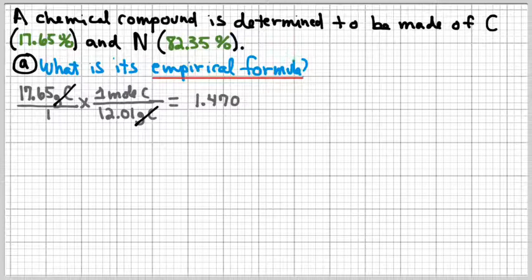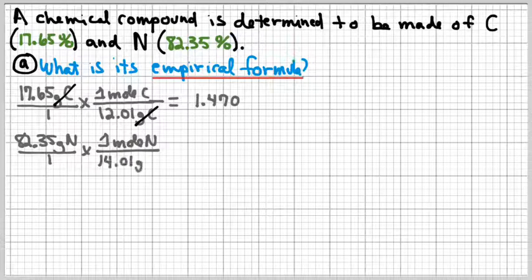So again, using a wheel diagram, we want to divide by the molar mass. I've got almost 1.5 moles of carbon. I'll do the same thing now for nitrogen. I've got 82.35 grams. Divide by its molar mass, and I find I've got almost 6 moles of nitrogen. I've got numbers that could give me the ratio, I guess I should say, but they're not going to be very nice.